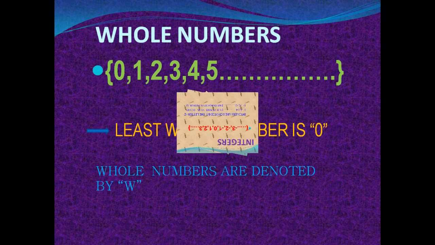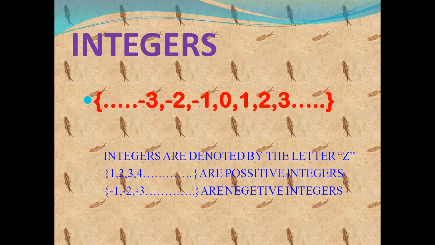And next, go for our topic, integers. In integers, including whole numbers, we have extra negative numbers also. So what are those? Minus 4, minus 3, minus 2, minus 1, or minus 200, like that. Extra, we have negative numbers also in the integer set. Means in the integer set, we have negative numbers, positive numbers, and also 0. Integers are denoted by the letter Z. In English alphabets, the letter Z represents integers.